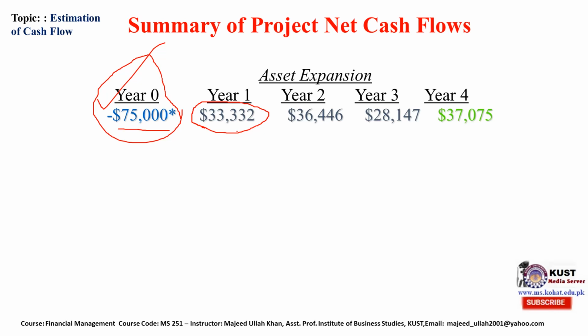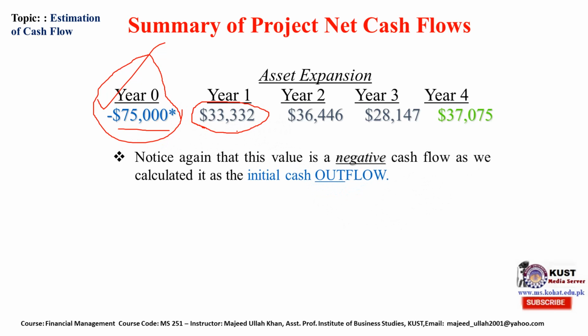So that is the cash flow pattern of this weaving machine. Why is it negative? As we calculated, it is the initial cash outflow, so this sign is because of this negative cash outflow.